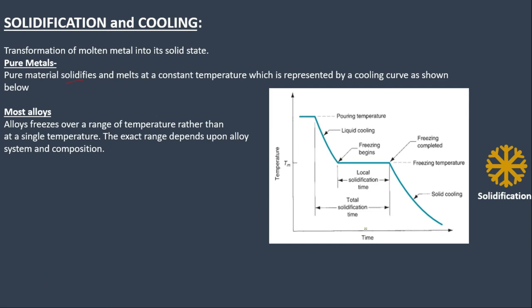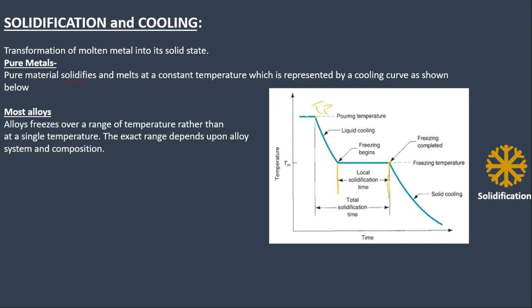So let's suppose we have a time-temperature graph and we have started to heat the material until it reaches the melting point. We have the melting point here. Then we have some heat of fusion, then we heat it up again to the pouring temperature, that is TP, which we have calculated earlier. So in this case we have a local solidification time.